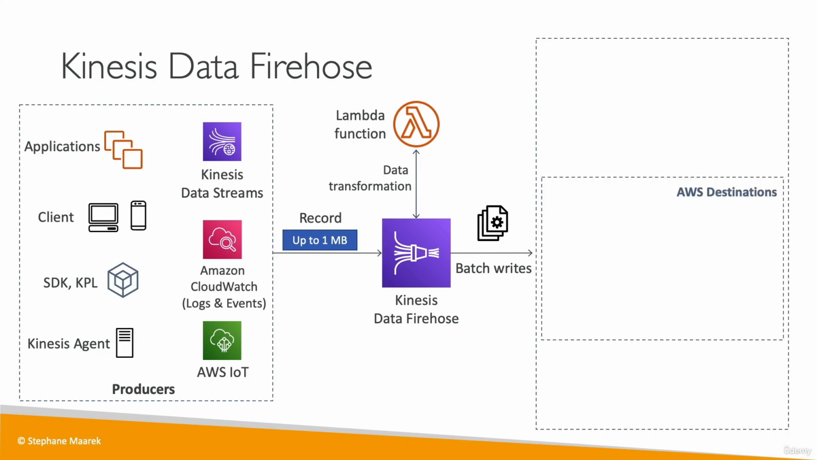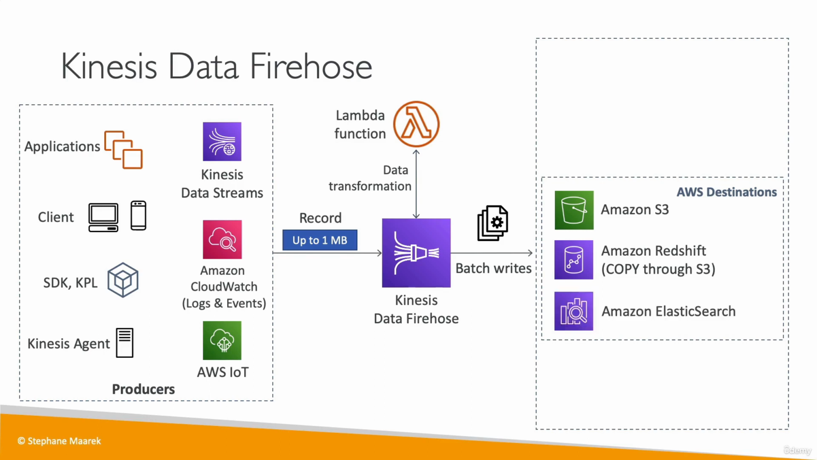So in terms of destinations, we have AWS, Amazon S3, which is very important. Amazon Redshift, and to write to Redshift, Kinesis Data Firehose will first write into Amazon S3 and then issue a copy command into Redshift. Or Amazon Elasticsearch. And you have to remember these 3 destinations.